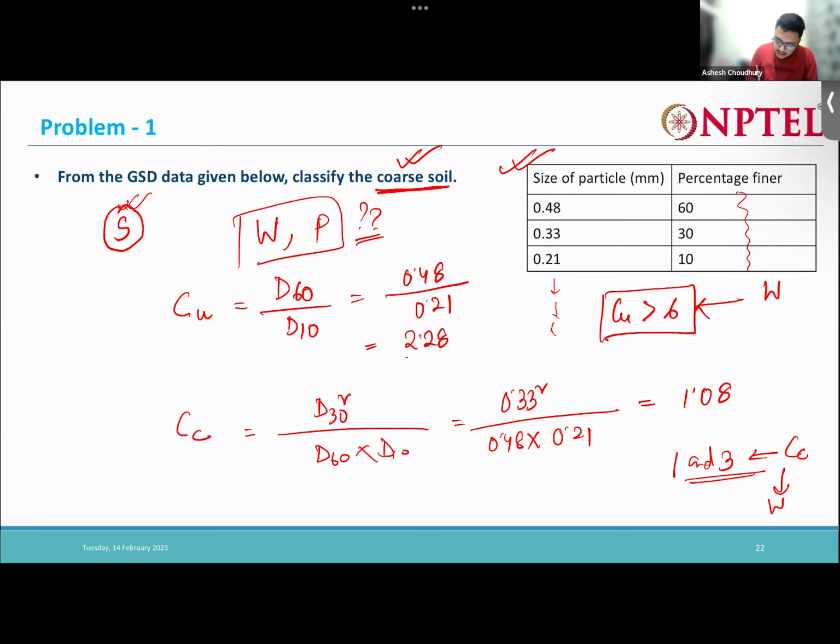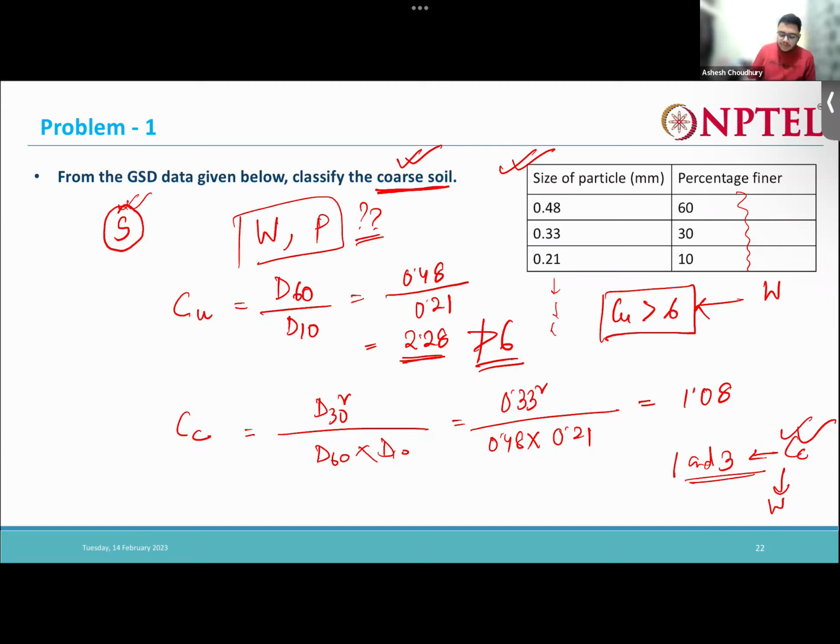So we got Cu as 2.28. Is it greater than 6? No, right? Our Cc is coming between 1 and 3, so one condition is satisfied here. But our Cu is not greater than 6. So directly from this, we can say that our soil is poorly graded.